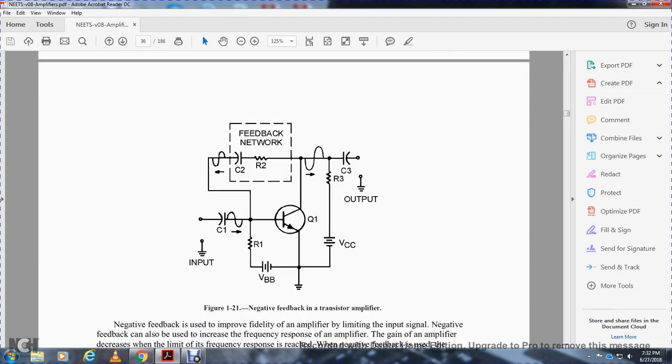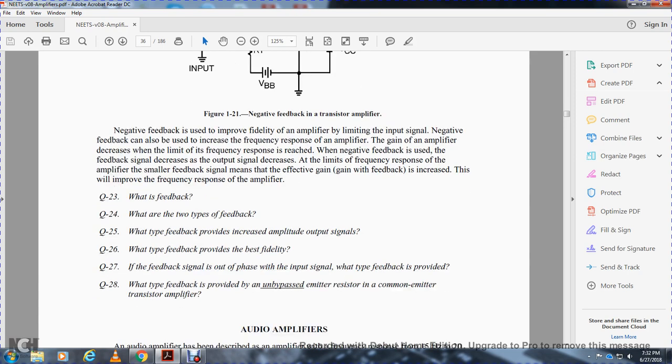Figure 122, the negative feedback transistor amplifier. Capacitor input circuit with the resistor voltage and VB and VC on the outside of the resistors, running on a circuit of resistor 1, resistor 2, resistor 3, and the feedback circuit. In between resistors 1, 2, and 3 is the transistor Q1 and the capacitor 3 output. Negative feedback is used to improve the fidelity of the amplifier by limiting the input signal. Negative feedback can also be used to increase the frequency response of the amplifier.